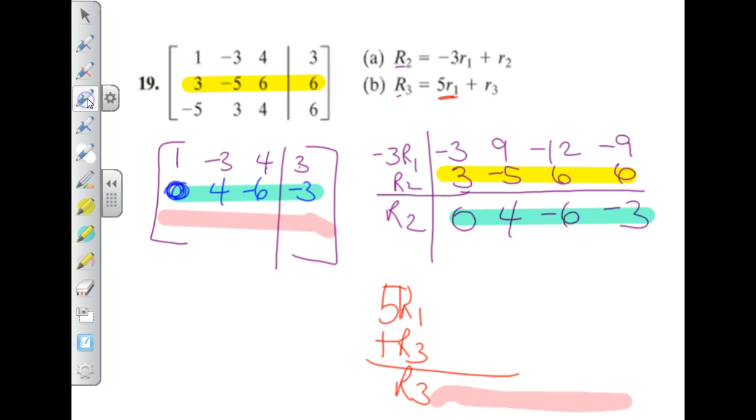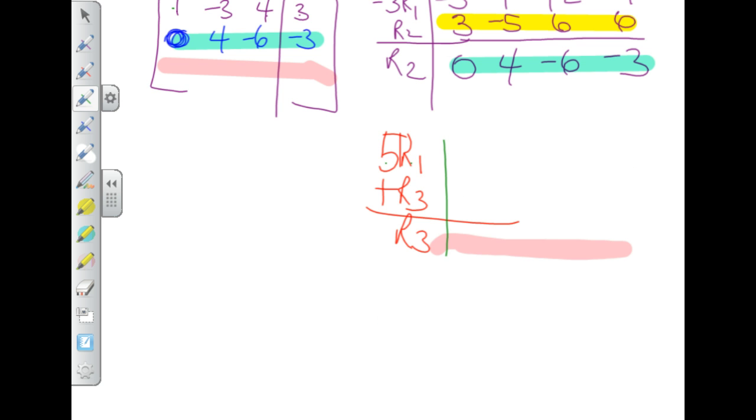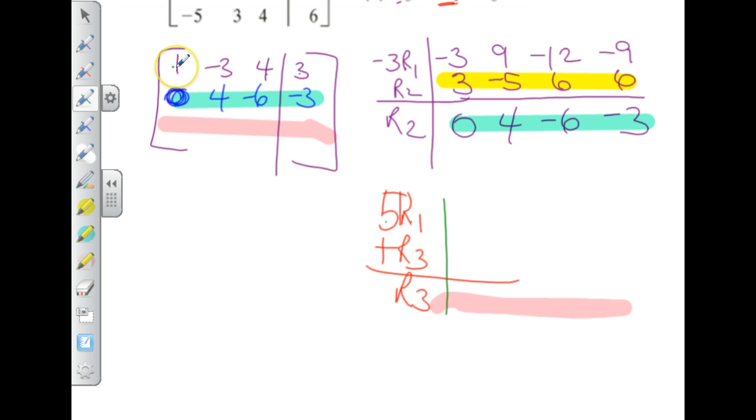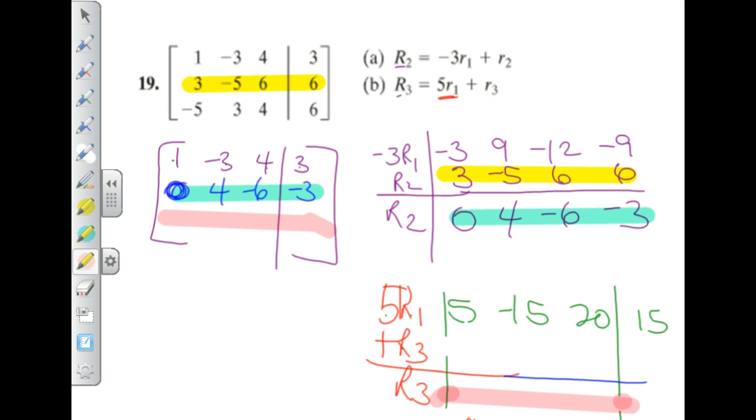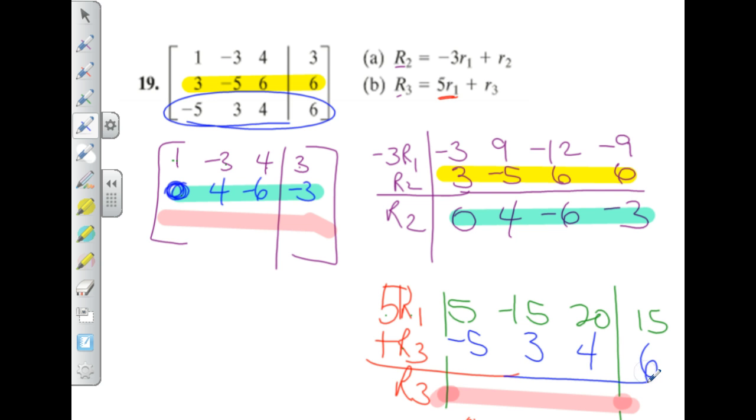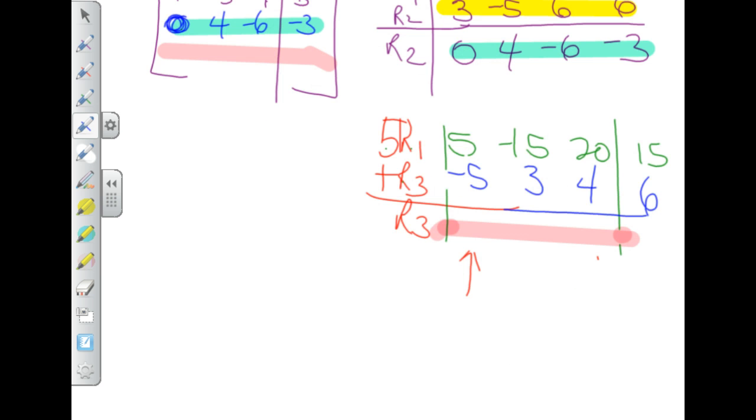So let's go ahead and find out what 5 times row 1 is. We're going to take 5 times every element in row 1. So 5 times 1, 5 times the negative 3, 20, and 15. Next, I'm just going to rewrite row 3, and row 3 is right here, so I don't do anything to that. I just transfer that down, negative 5, 3, 4, and 6, and then adding this up, I'll get 0, negative 12, 24, and 21, and that goes right up here.